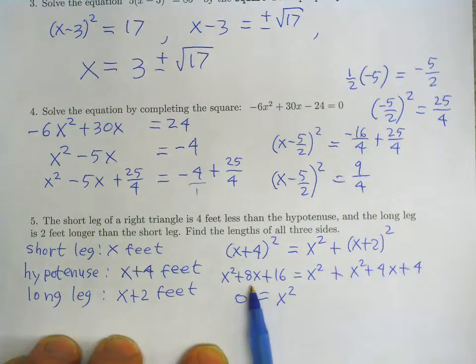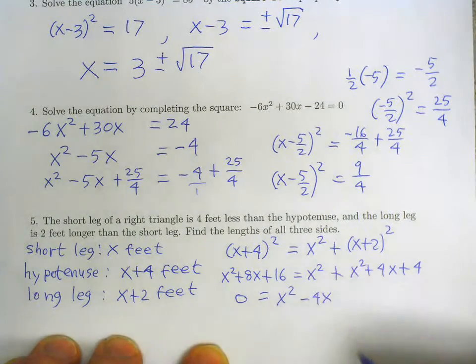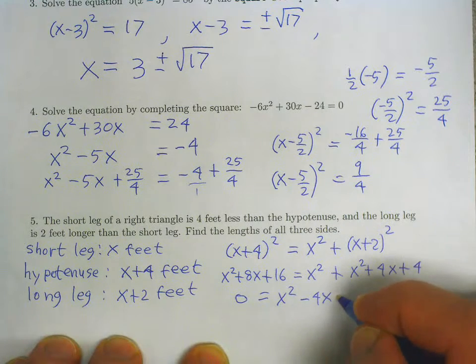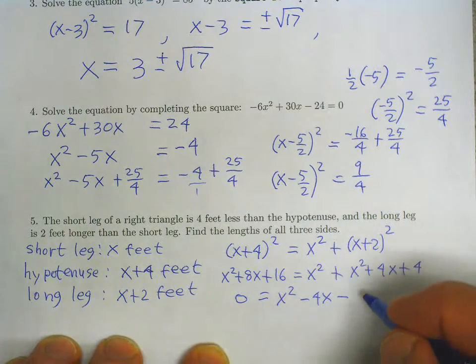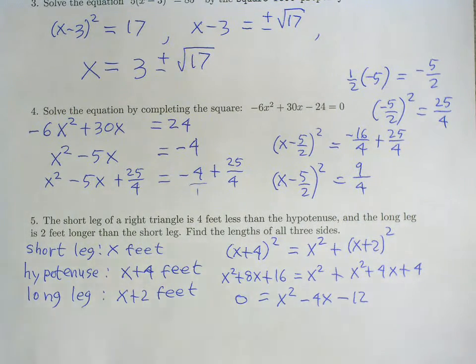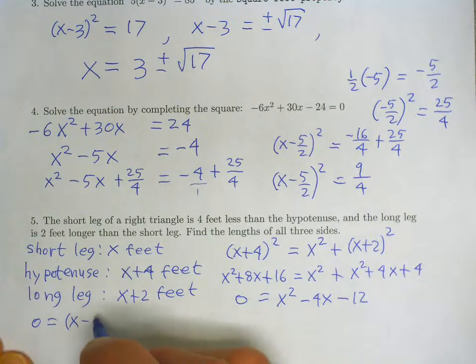And then we'll subtract 8x from both sides. 4x minus 8x is minus 4x. And then we subtract 16. 4 minus 16 is negative 12. So we have 0 equals x squared minus 4x minus 12. And we can solve this quadratic equation by factoring. So x squared minus 4x minus 12, one factor is x minus 6, and the other factor is x plus 2.